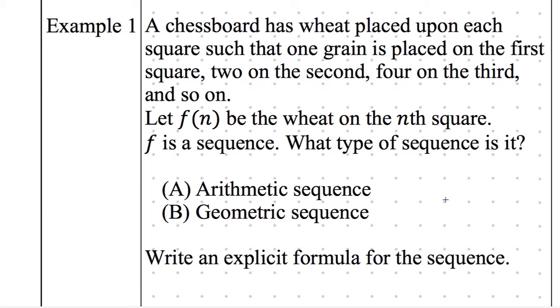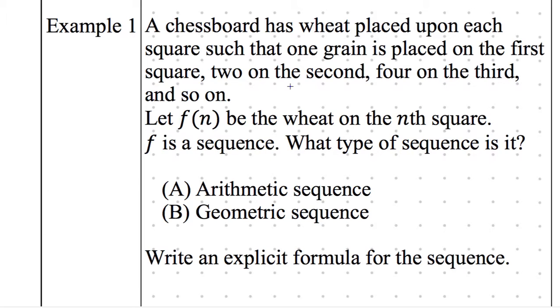What is it? Is it kernels of wheat? What units of wheat are we in? Let's say grain. It just has it right there. One grain is on the first square, 2 grains on the second, 4 grains on the third, 8 grains on the fourth. Do you know how many squares there are on a chessboard?